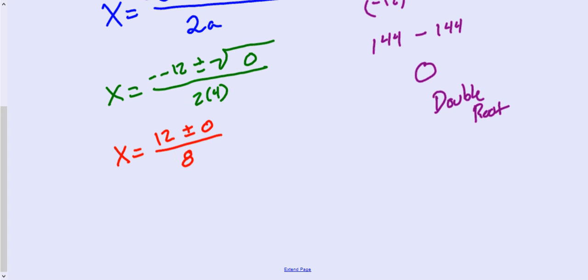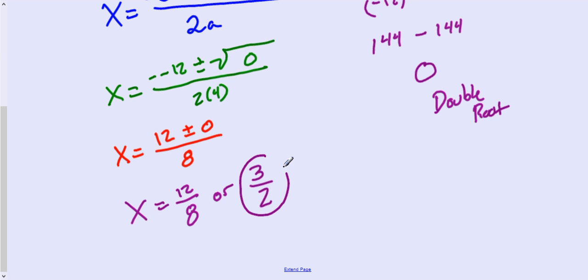Meaning our answer is 12 over 8, which we simplify. 4 goes into both of them. 3 halves. It is a double root. Both of the answers are 3 over 2.